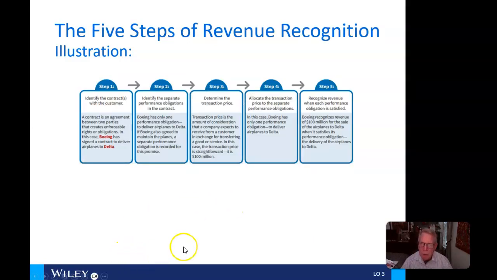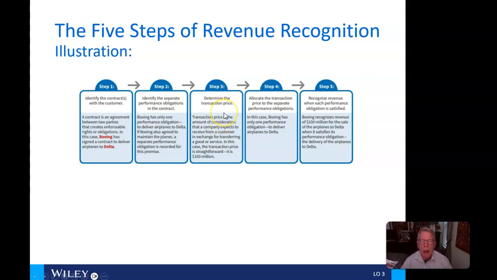Okay, we have 5 steps in revenue recognition, and here they're illustrated. We identify a contract. I'll let you read these. These are pretty straightforward. Here we have Boeing, that's an airplane manufacturer. It's delivering some planes to Delta. Boeing has only one performance obligation, and that's to deliver those airplanes. And if Boeing also agreed to maintain the planes, a separate performance obligation is recorded for that kind of a thing.